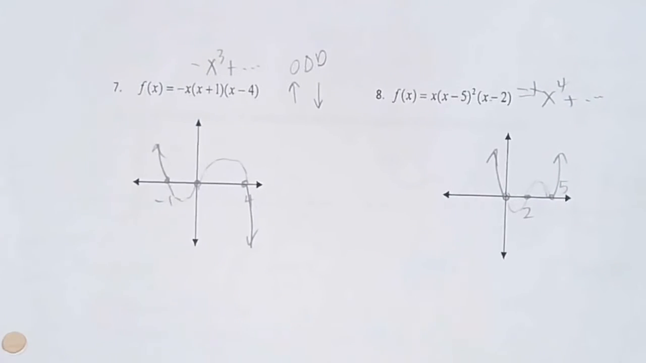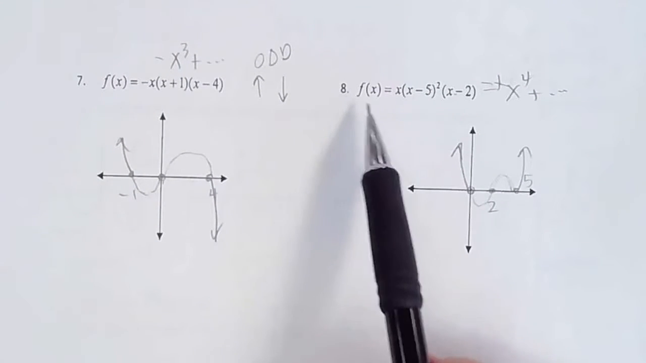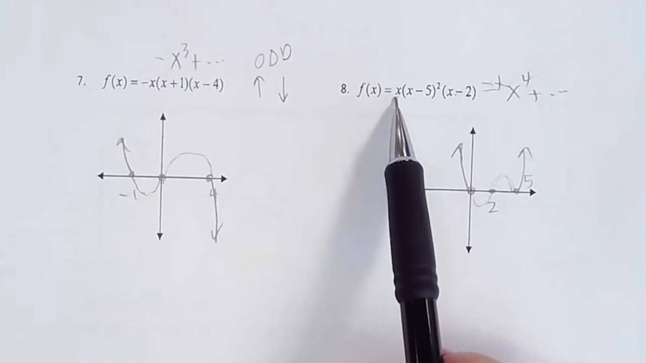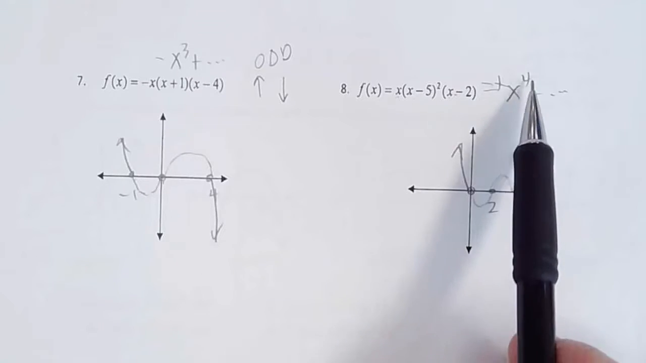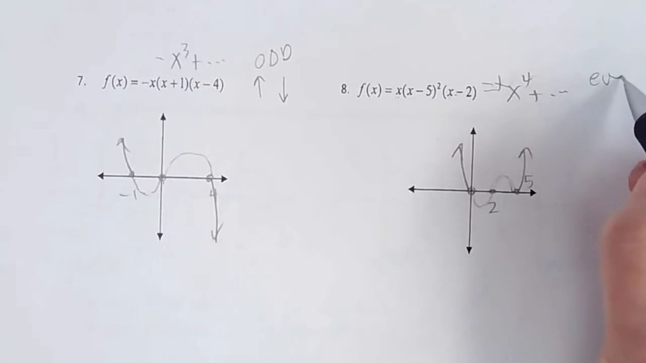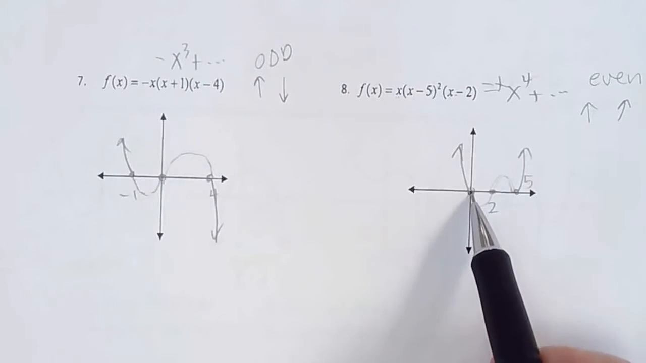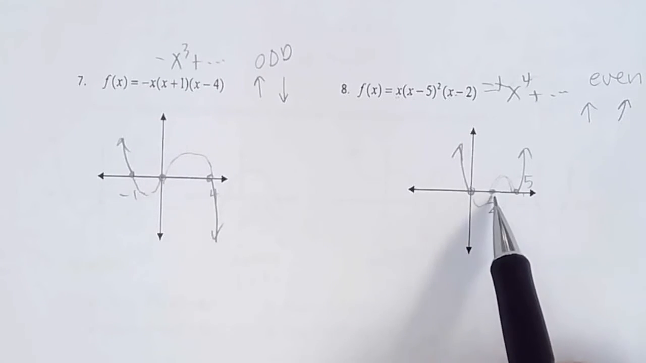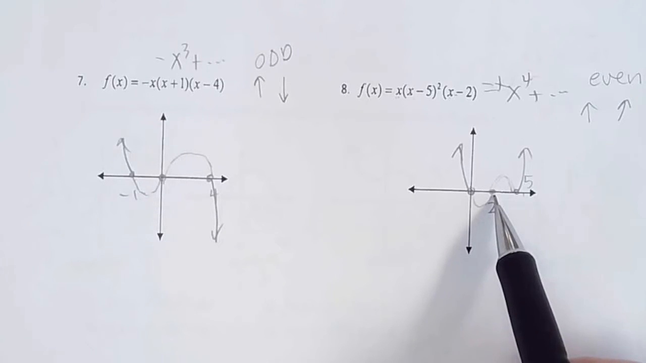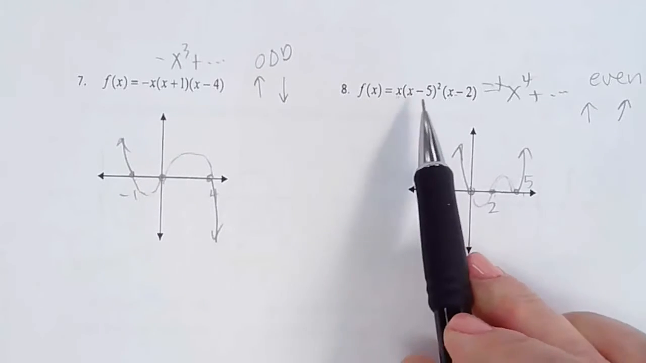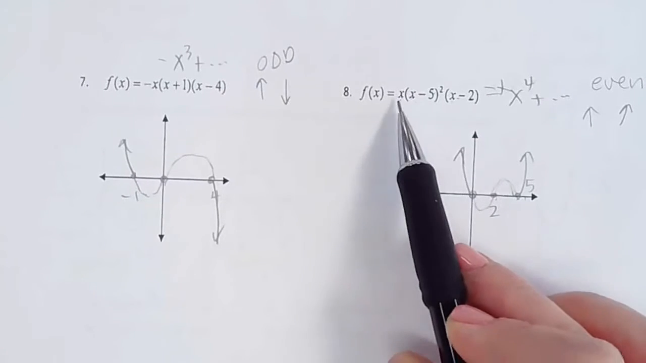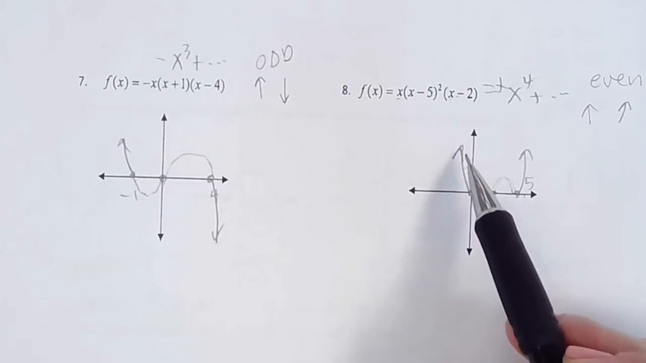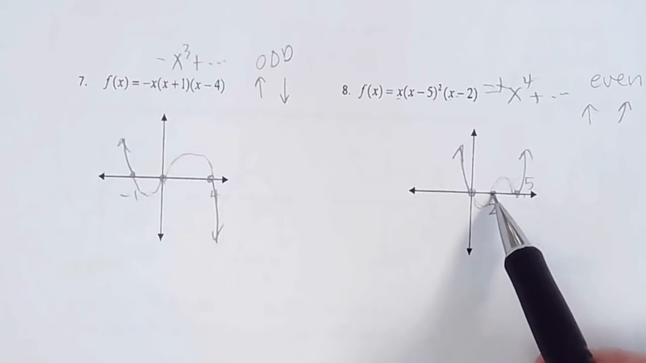Last but not least, number 8, you have x times x squared times x again is positive x to the 4th. That's an even degree. Positive means it's going to be up and up. 0 is an intercept, 5 is an intercept, and 2 is an intercept. At 2, you're going to cross through the x-axis, and at 5, you're going to bounce or U-turn or be tangent, and at 0, you're going to cross. So if you start here, you cross, you U-turn, and go back up.